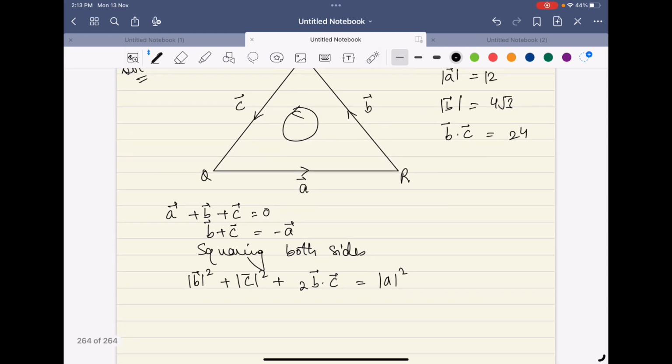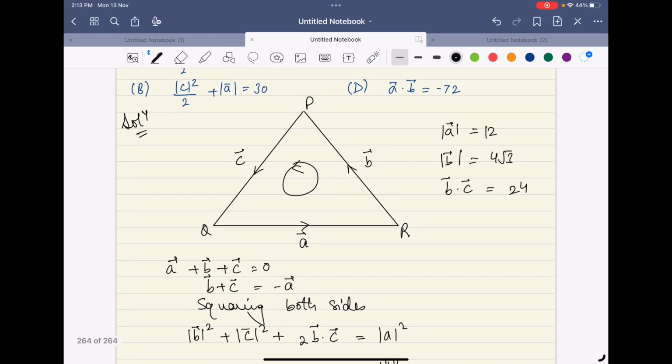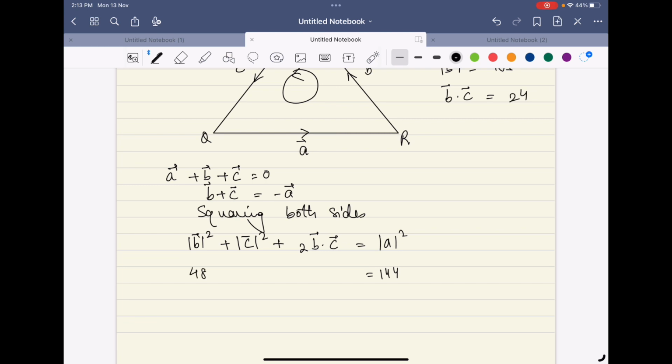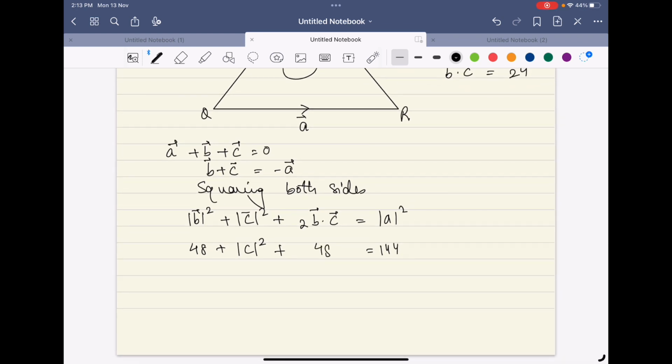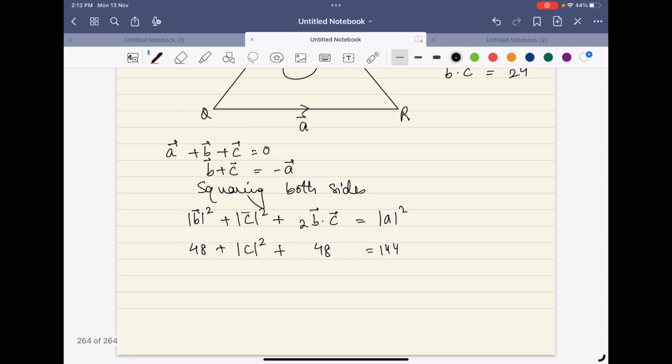Now mod of A is already given as 12, so mod of A square is 144. Mod of B is 4 root 3, so mod of B square would be 48. Plus mod of C square plus twice of B dot C, which is 24 as given in the question, so this would be 48. Now if we solve this, mod of C square is equal to 144 minus 96, so mod of C square comes out to be 48.